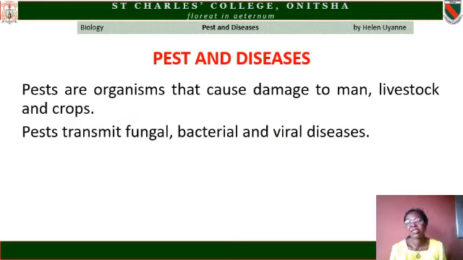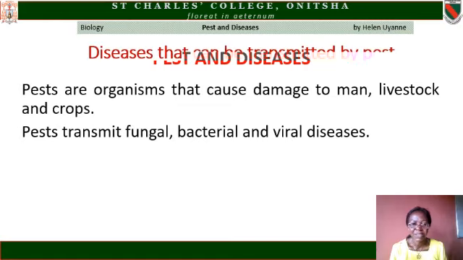What are pests? Pests can be defined as organisms that can cause damage to man, livestock, and the crops. So to say, pests are enemies, mostly to farmers, because they damage the crops on the farm. And these pests can transmit a lot of diseases like fungal diseases, bacterial and viral diseases.